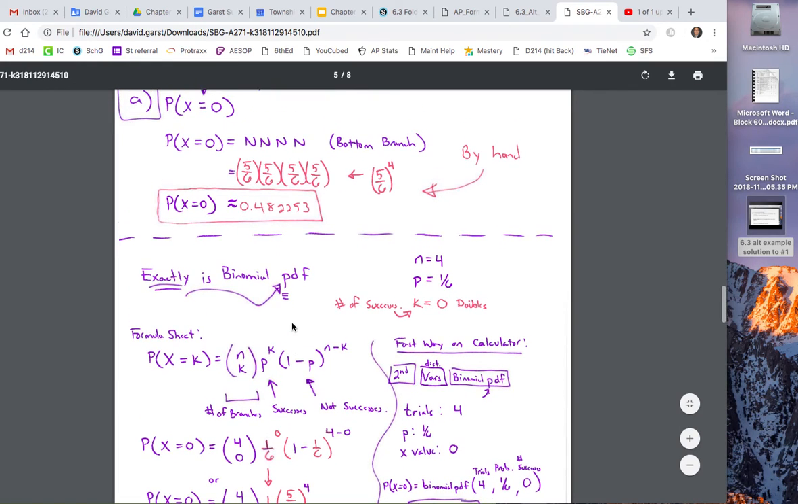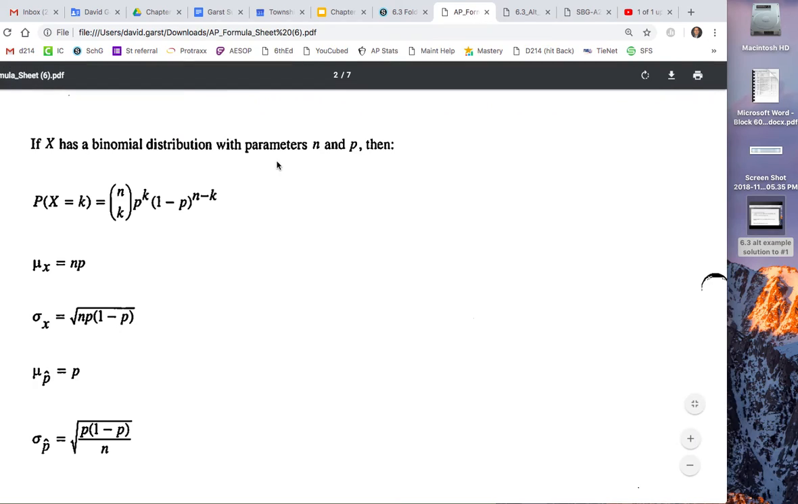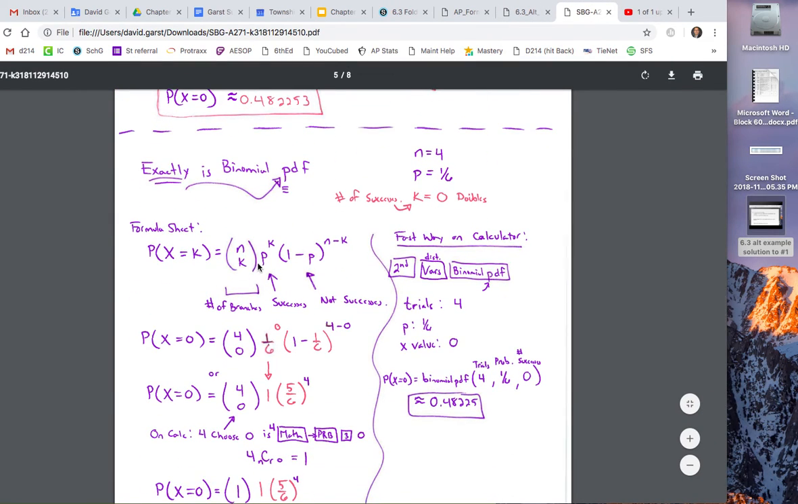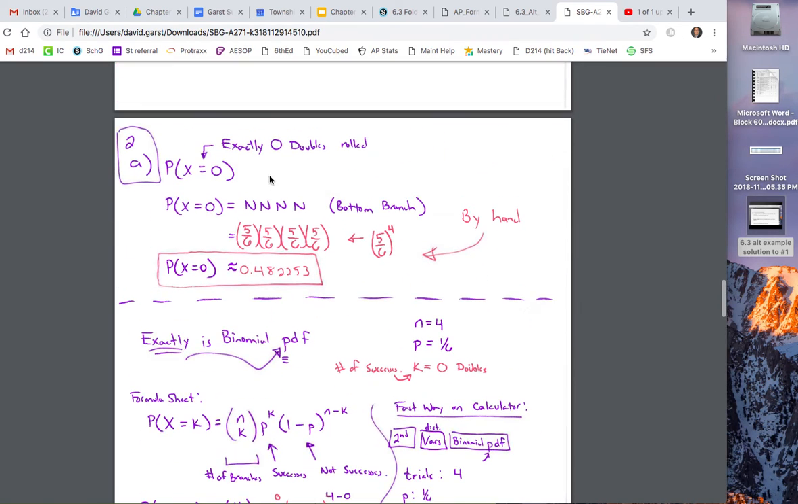0 doubles. So from the AP formula sheet, this is where we see binomial distribution with parameters n and p, and this is the formula for finding x equals however many successes we're looking at. In the case of this problem, the first part of the formula is n choose k. This part essentially tells us the number of branches in our tree diagram. The next part is the number of successes, and the last part is the number of failures, or not having successes. So what does that look like in the example up here that we did?